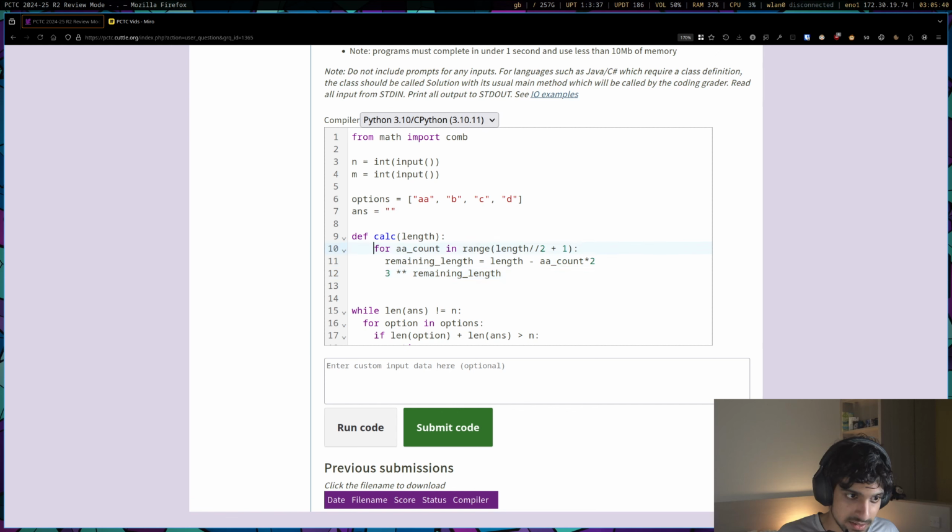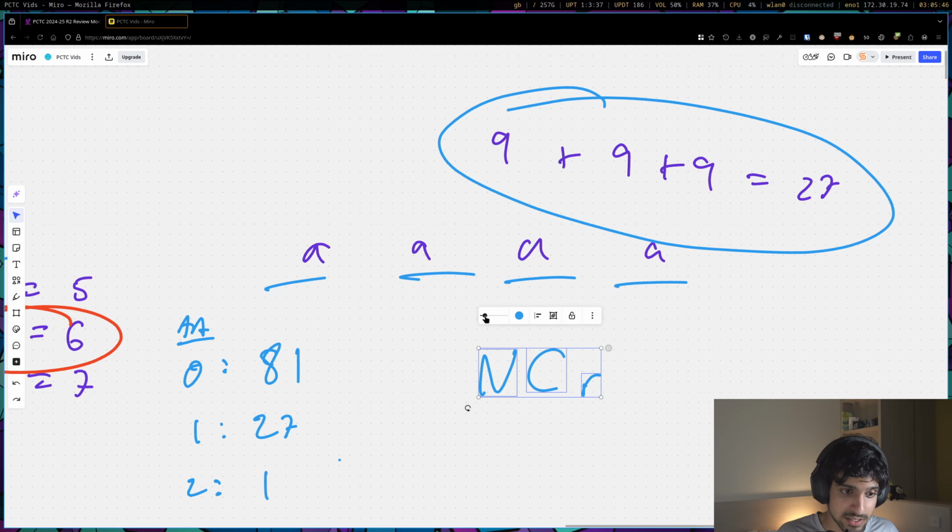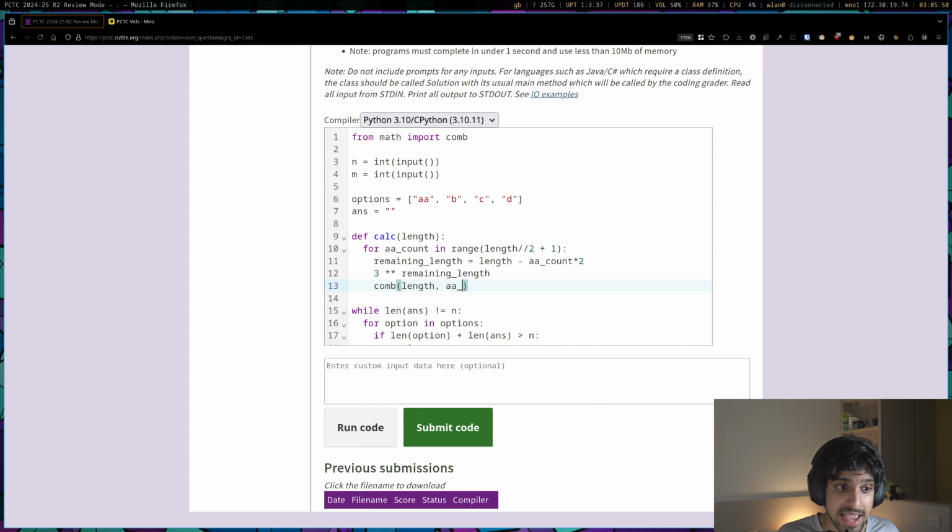Why are these indents different? Okay, let's fix that too. Okay, so we're choosing comb, and the n goes first, which is going to be the length, and then the r goes second, and the r is just going to be the AA count, the number of pairs of AAs.